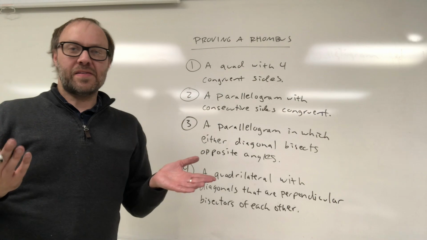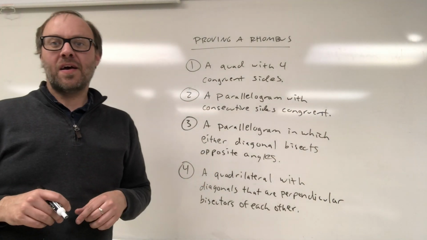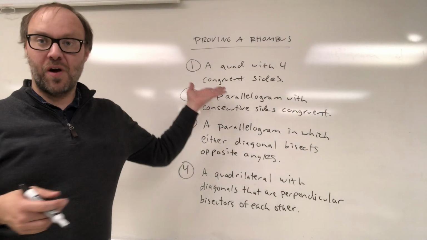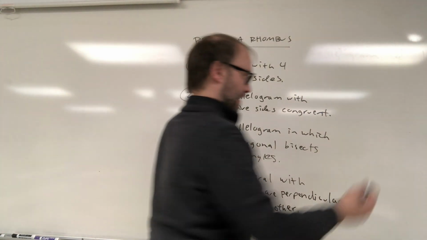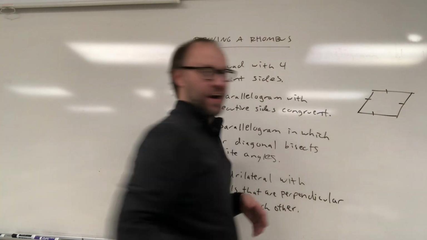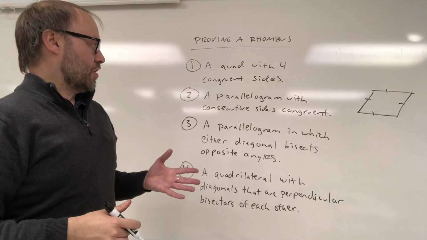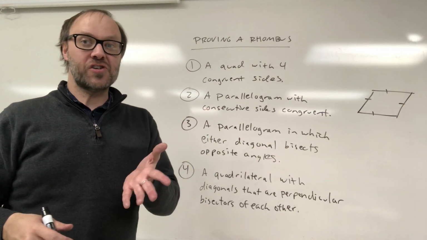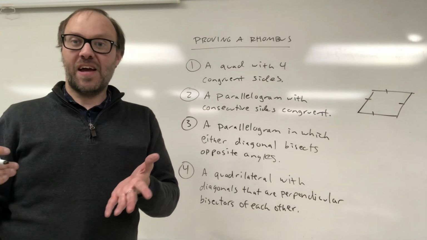Next, I'm going to look at methods of proving a rhombus. If you want to prove a rhombus by definition, it is a quadrilateral with four congruent sides. All right, that's our basic definition. No surprises there. However, you can also say, if you can show it's a parallelogram, you can also just show that it's got a pair of consecutive sides congruent.